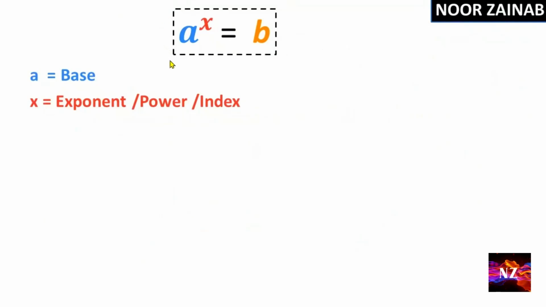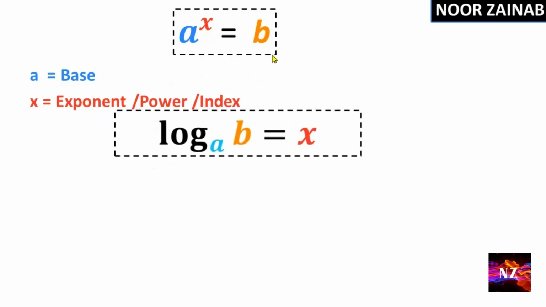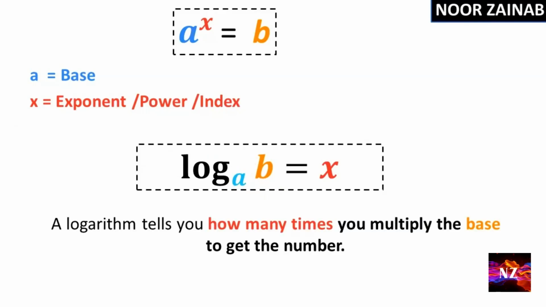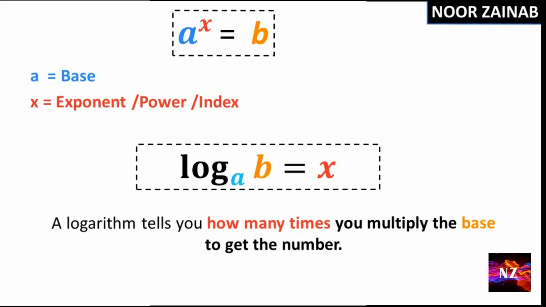Here you can see an exponential equation of the form a raised to power x, which equals b. This means that if you multiply a x times, we get the answer b. So if we have to convert this equation to logarithmic form, we have to find how many times we have to multiply a to get b. Basically, a logarithm tells us how many times we have to multiply the base in order to get the number. So we can say that logarithm is the opposite of an exponent.